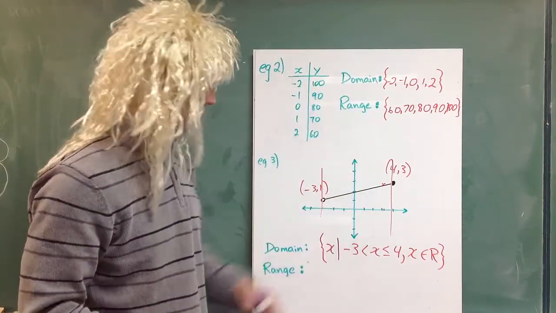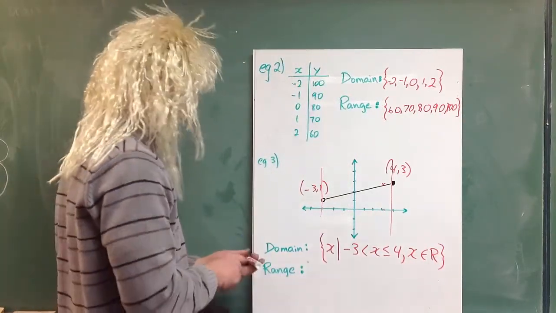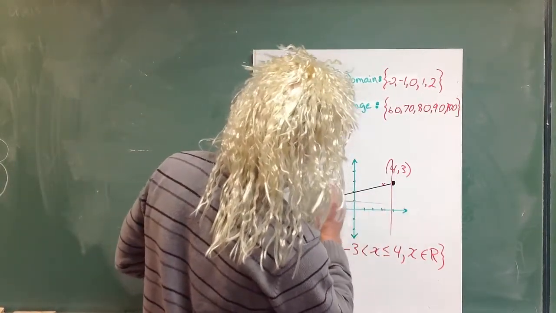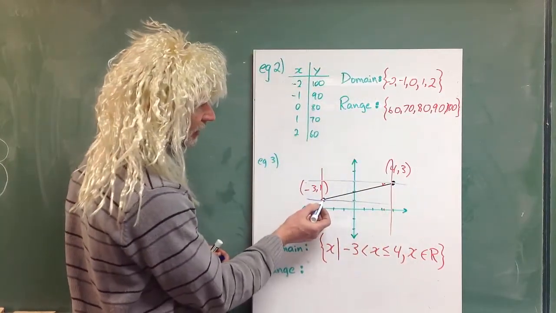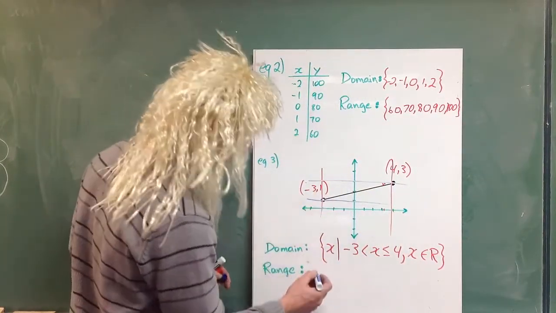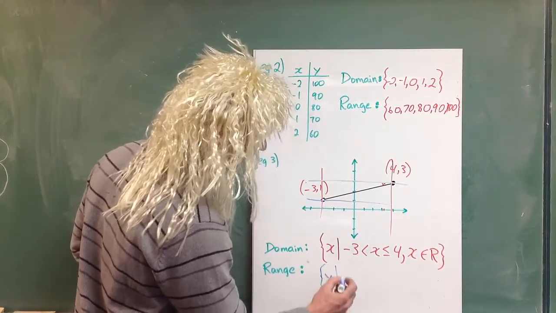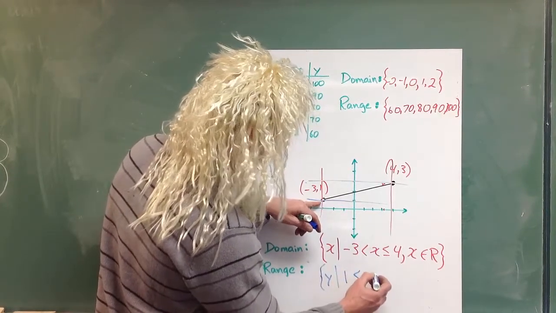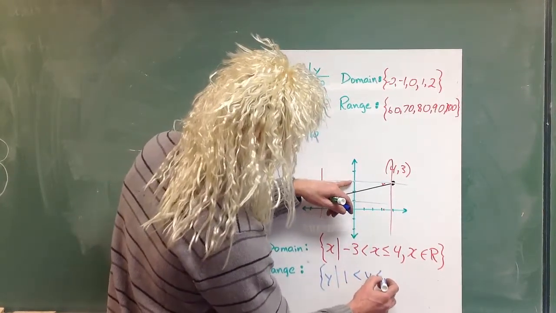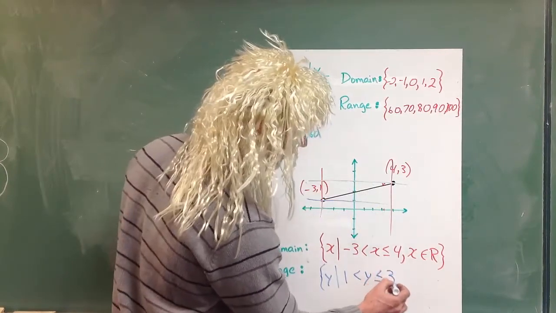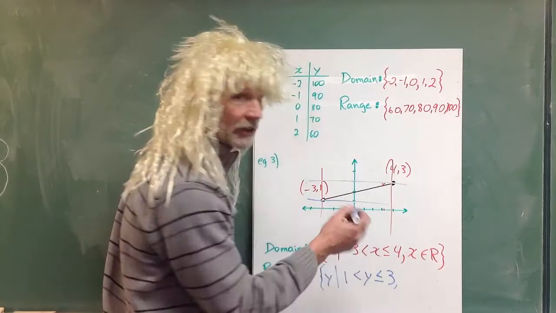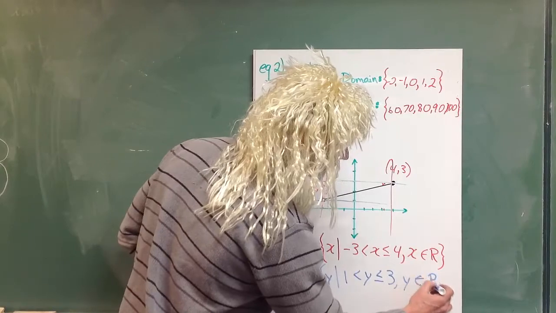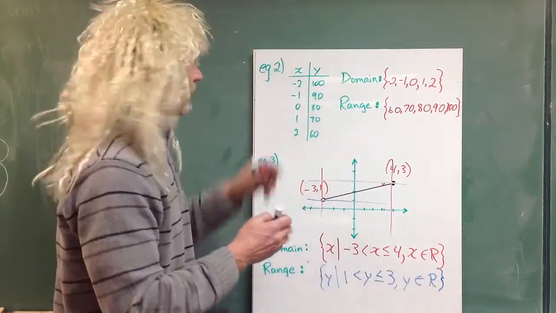Done. Range, on the other hand, I'll change colors here. It's going from 1 all the way up to 3. It cannot be exactly 1 because it's a hollow dot. So I'd say y such that 1 is less than or equal to y, and it's going all the way up to 3. Is less than or equal to, because it's a solid dot, 3. And again, it's a continuous line, so it could be any fraction or decimal or anything else in there, even irrationals. So y is in the set of real numbers. Done again.